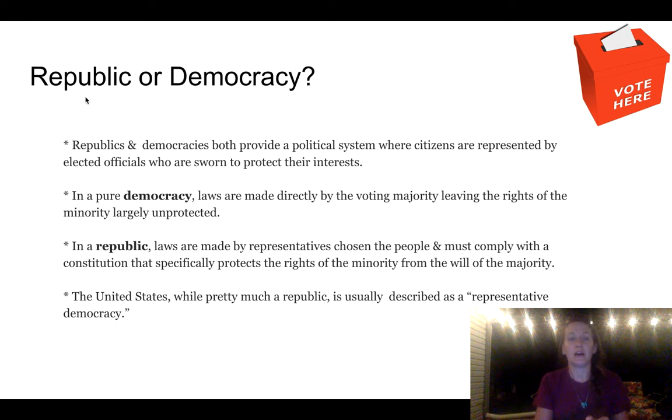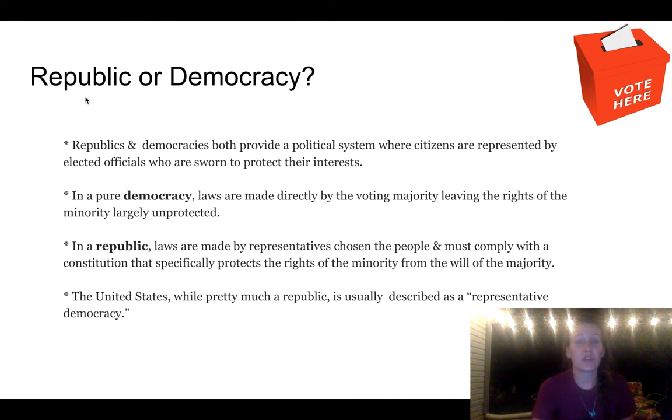Okay, so in other words, the minority can always get outvoted. Okay, now in a republic, laws are made by representatives, right? They're chosen from these people, but they don't have to respond to just those people. They also have to comply with the Constitution, and that Constitution should protect those rights from the will of the majority. So that they can't just be outvoted if it's something that actually violates their rights.